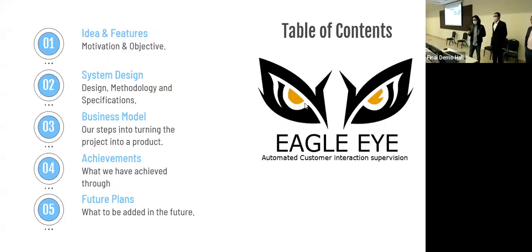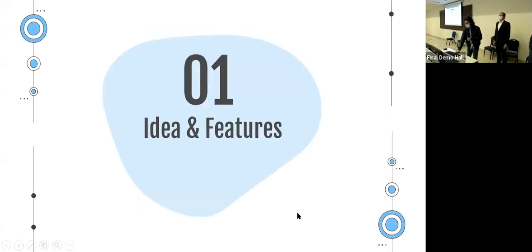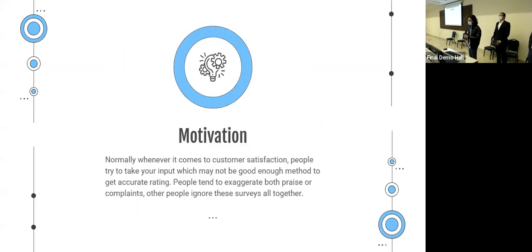Okay, so moving on. First, we'll go over our idea and features, and then our system design, our business model, achievements, and future plans. For our idea and features.